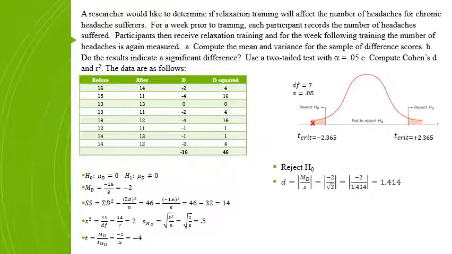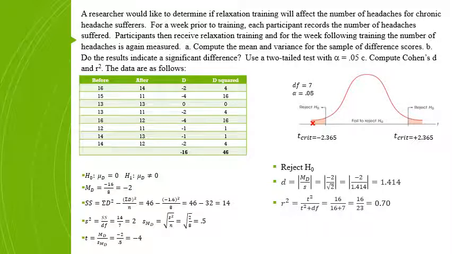You reject the null. Now let's find Cohen's d. Again, I'm using the absolute value just because you always make Cohen's d positive. So if you plug in your numbers for the mean of the difference scores, which was negative 2, and S, for S you have to take the square root of S squared. Well, S squared you found as 2, so S would be the square root of that 2. So you get 1.414 for S, which is the standard deviation. So you would get d equal to 1.414.